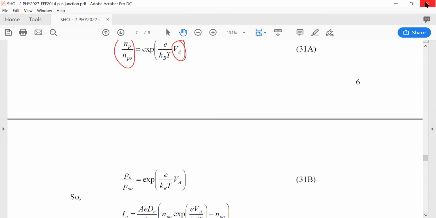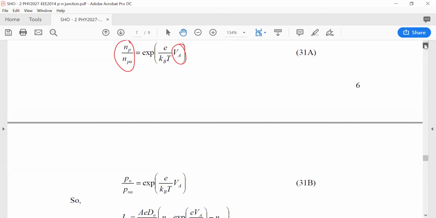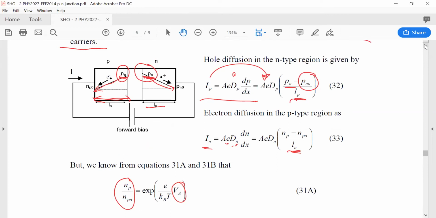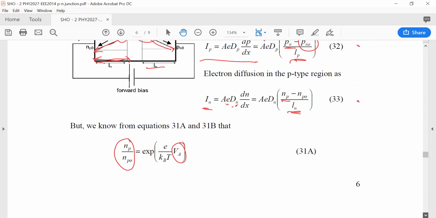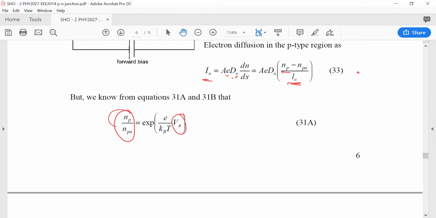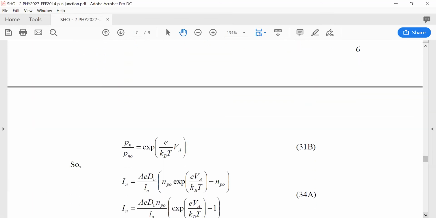We want to substitute these into our equations 32 and 33 above. So going back here, this is just showing you the equation for the hole current and the electron current, 32 and 33. But we need to figure out what np is and what pn is. From equations 31A and 31B, we have an expression for np, at the top there, and we have an expression for pn, at the bottom here. So we simply substitute these expressions.